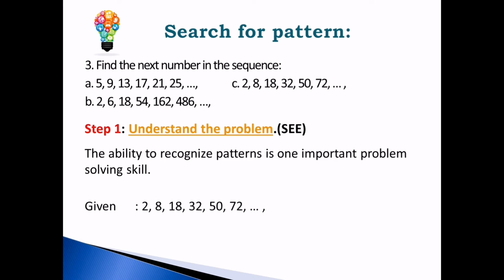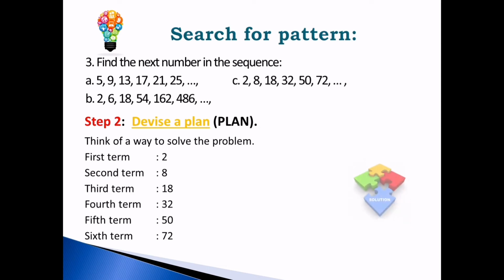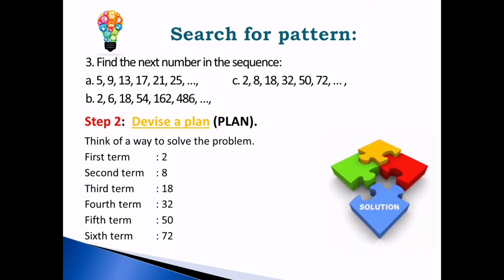So since we have this as part of the given, then the requirement is the next number in the sequence. So the second step is devise a plan. Think of a way to solve the problem. So again, let us have this. We know that the first term is 2, second is 8, 18, and the last is 72. So probably we're looking for the 7th term, 8th term, and so on. But this time, let's just have the first 6 terms for us to know the succeeding terms.